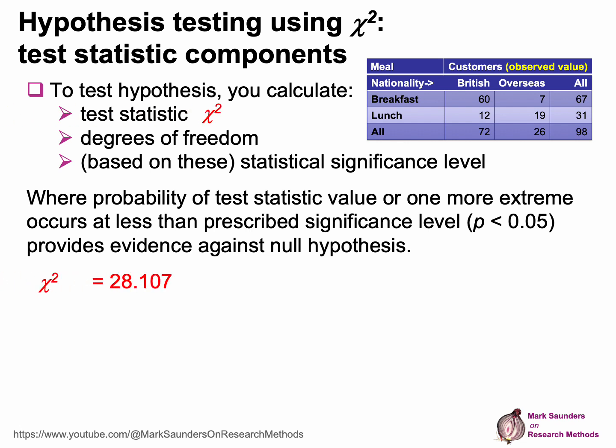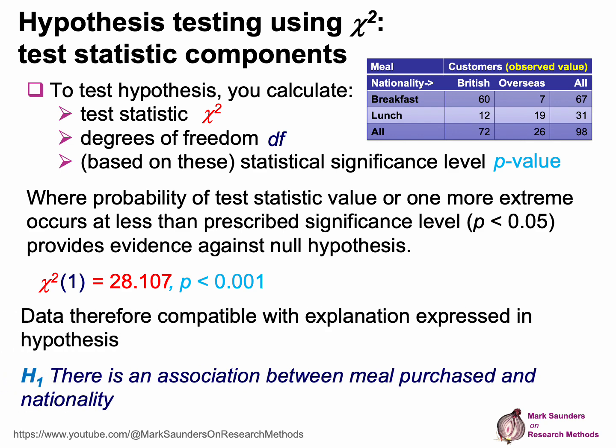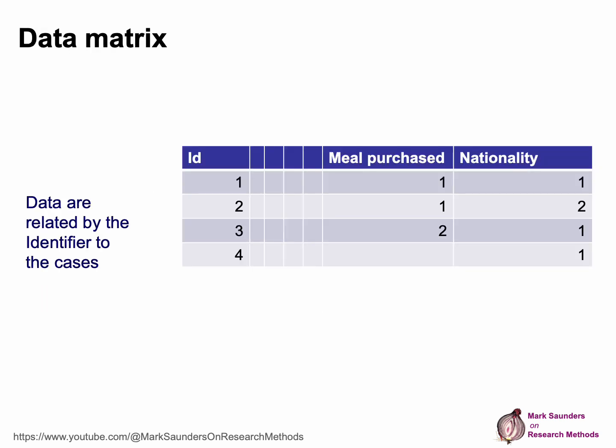So we have a chi-square test statistic of 28.107. Our degrees of freedom, because it's a 2 by 2 table, are 1. And our probability is in fact less than 0.001, so less than 1 in 1,000. Our data are therefore compatible with the explanation we expressed in our hypothesis earlier. There is an association between meal purchased and nationality.